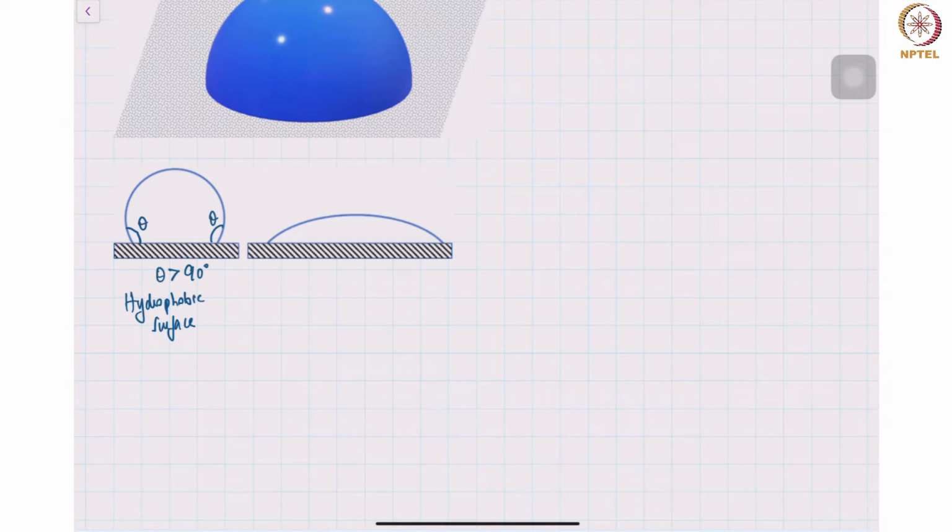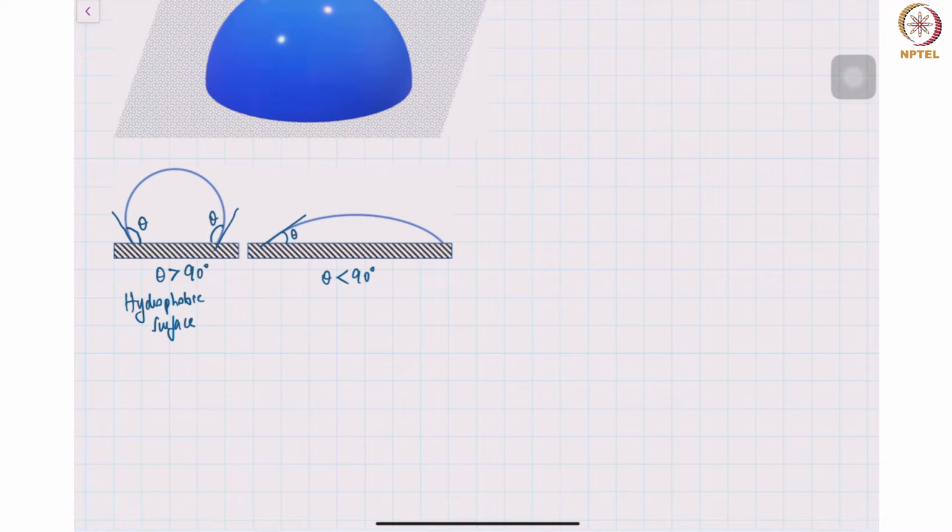So if you take the same volume, what is really happening is the amount of the area that is in contact with the solid is reduced if the surface is hydrophobic. On the other hand, if the surface is hydrophilic, where theta is less than 90, and here the angle theta is basically the angle as measured inside the droplet. There are several ways to measure this angle. Typically it's the tangent to the surface of the droplet with respect to the tangent to the plate, and by convention it's usually measured inside the liquid droplet.